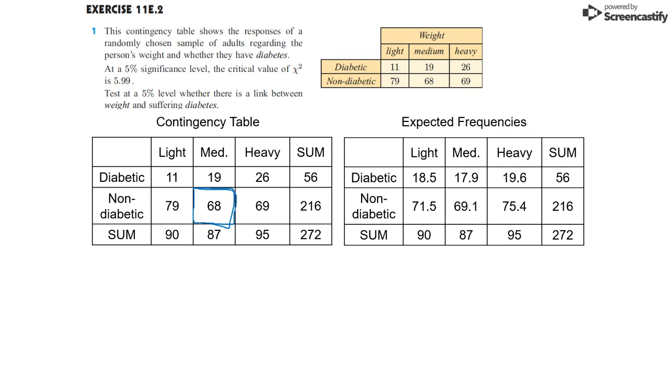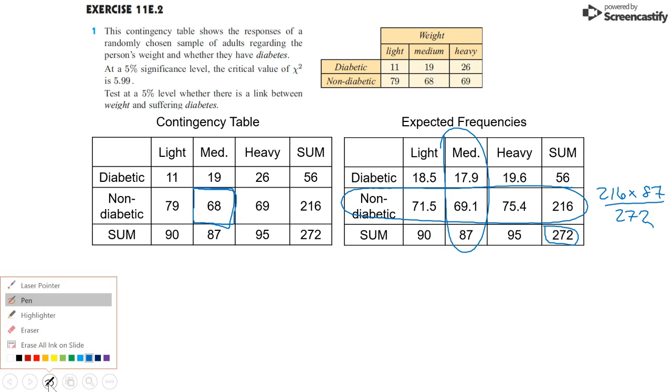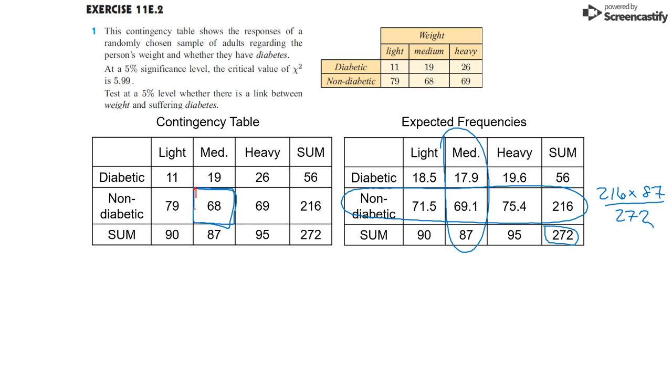So for medium and non-diabetic, I would be taking 216, which is the row total, times the column total, and dividing it by the table total. So that would be 216 times 87 divided by 272. And that should be 69.1. And again, that corresponds to this cell from the observed table. Okay, so the expected value, the row total times the column total divided by the table total gives you the expected value for each cell in that table.